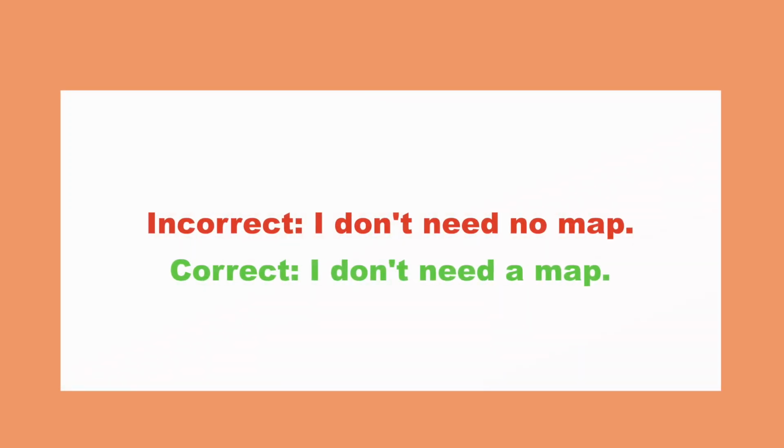Imagine you're lost and you say, I don't need no map. It sounds like you're saying you do need a map because the don't and no cancel each other out. Instead, I don't need a map is clear and straightforward. Think of double negatives like clutter in a room. They make it really hard to see what you're trying to say. Clear them out and your message is like a tidy space with everything in its place.